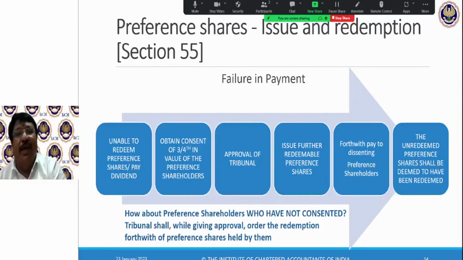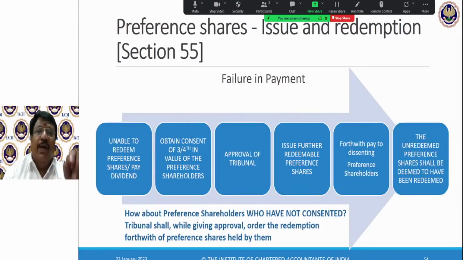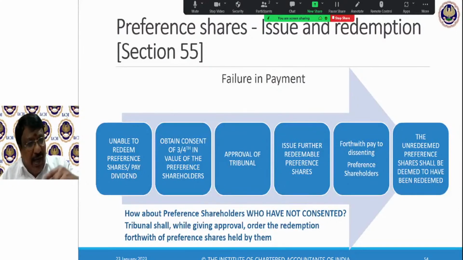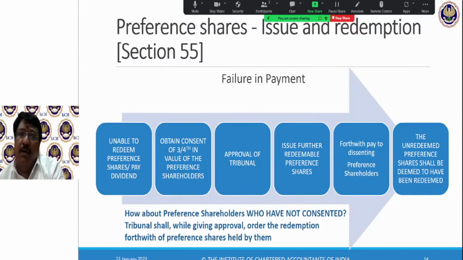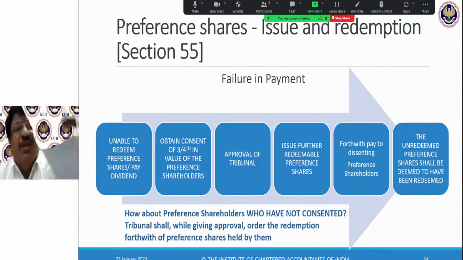Deemed to have been redeemed means, technically, we have made it redeemable within 7 years, let us say. At the end of the 7th year, I have to redeem now. I don't have money to redeem. They are consenting, which means I will again issue another set of redeemable preference shares, maybe redeemable 5 years later. So they have to wait for 5 years. And at the end of the 5th year, we hope to make money, profits, or become viable, maybe issue fresh shares. And somehow we'll pay them within 5 years.